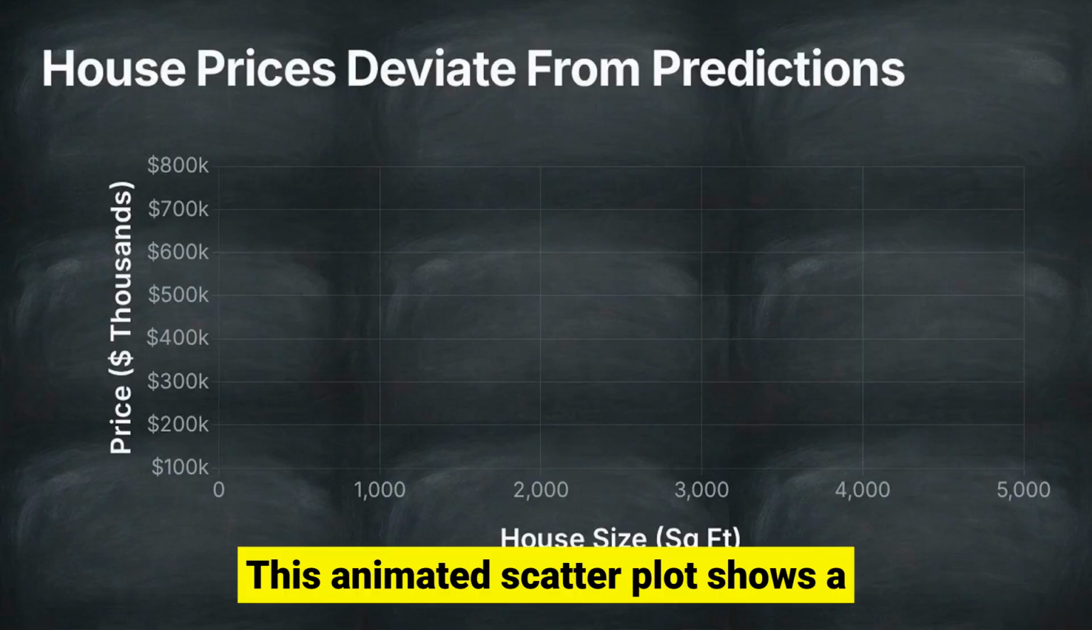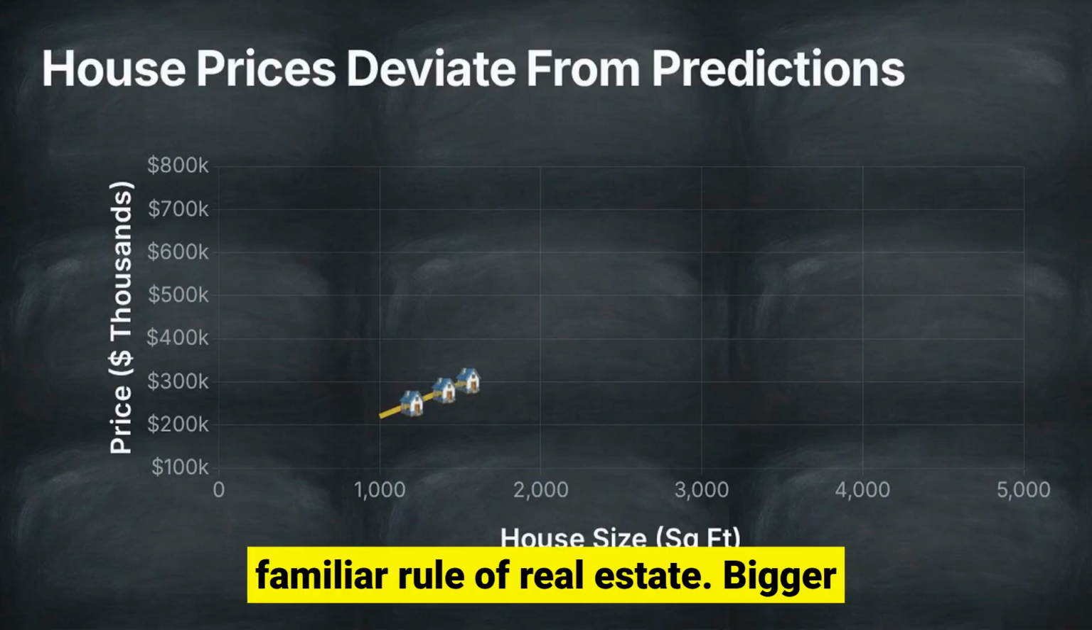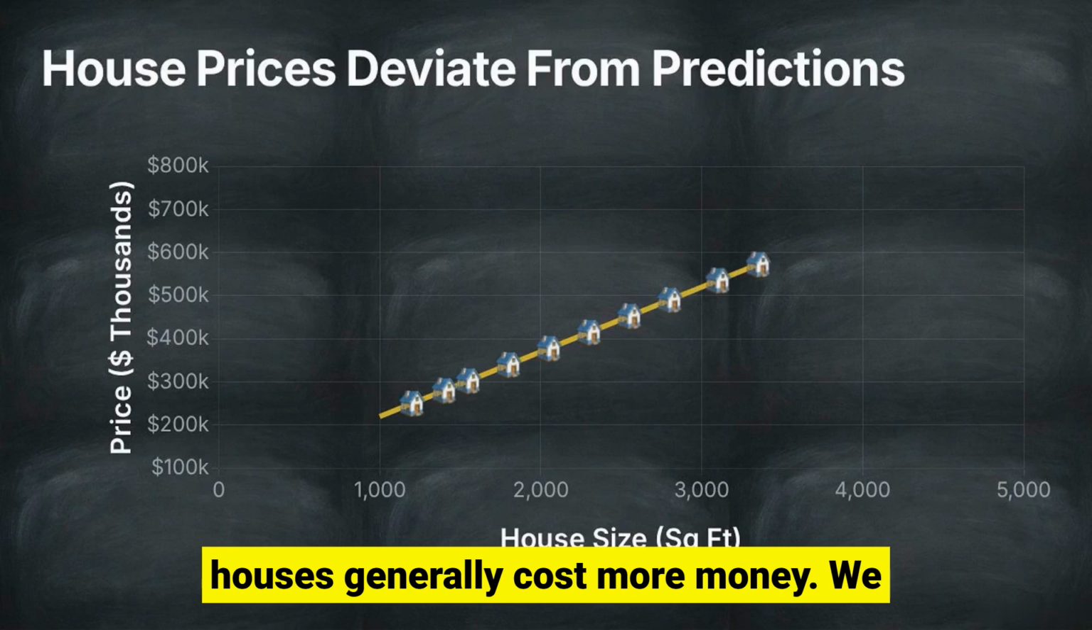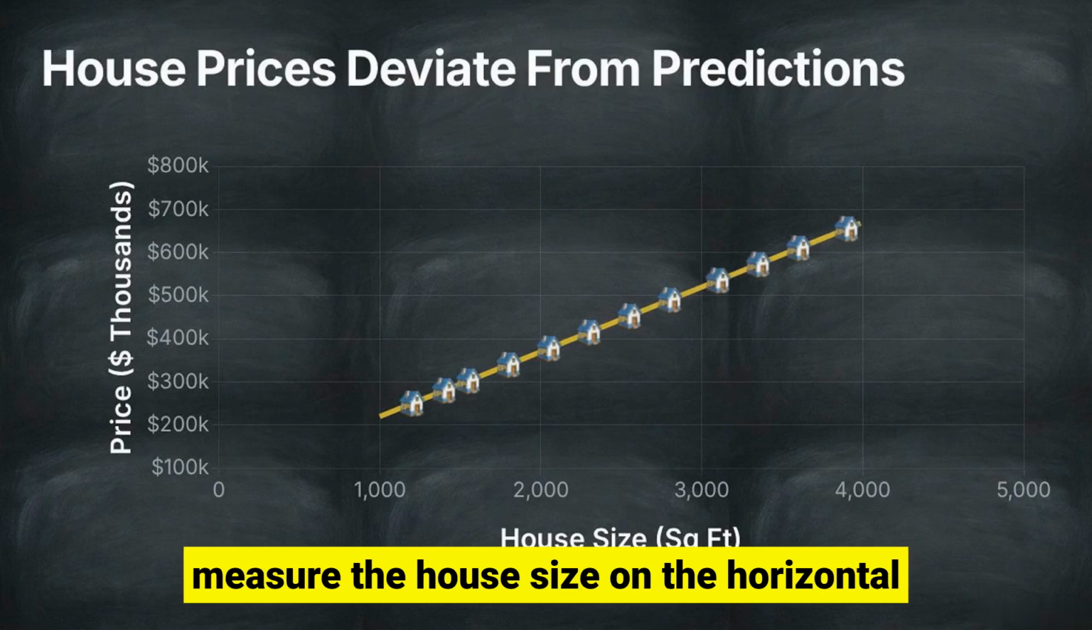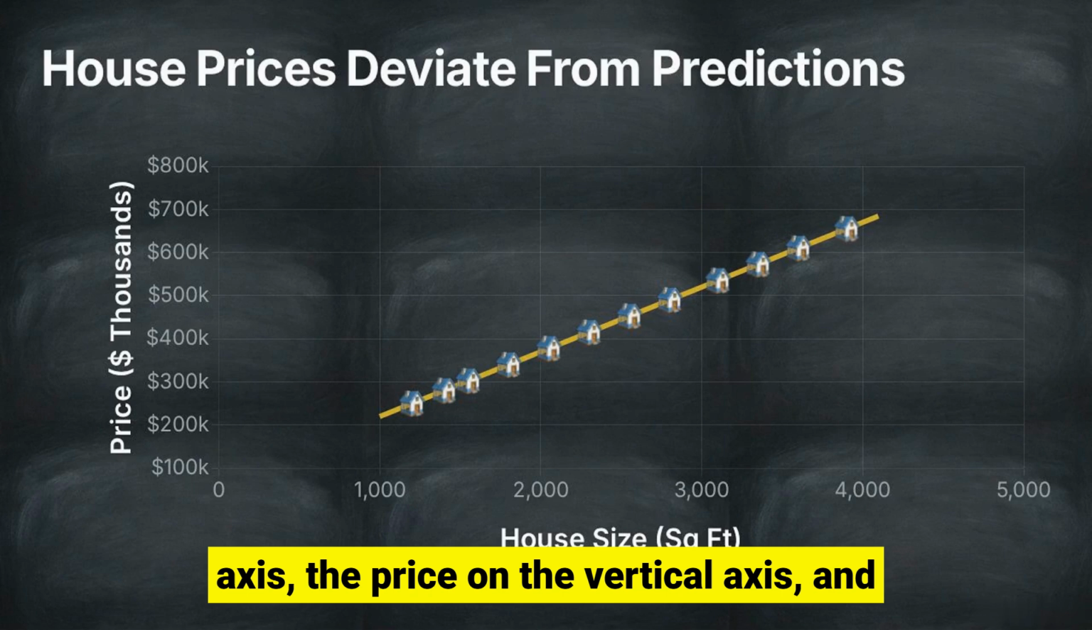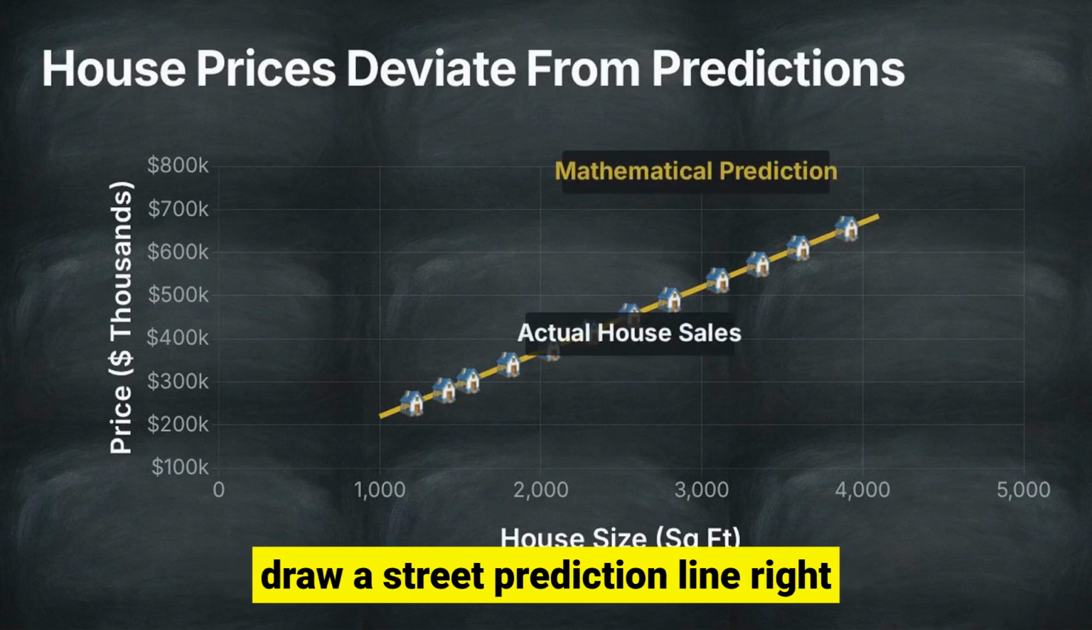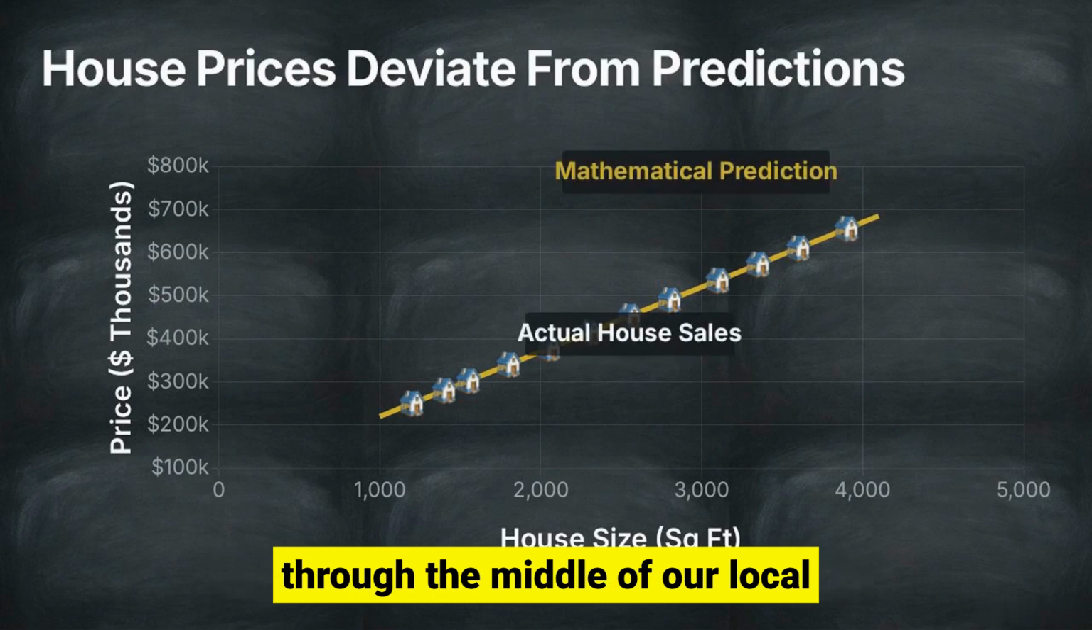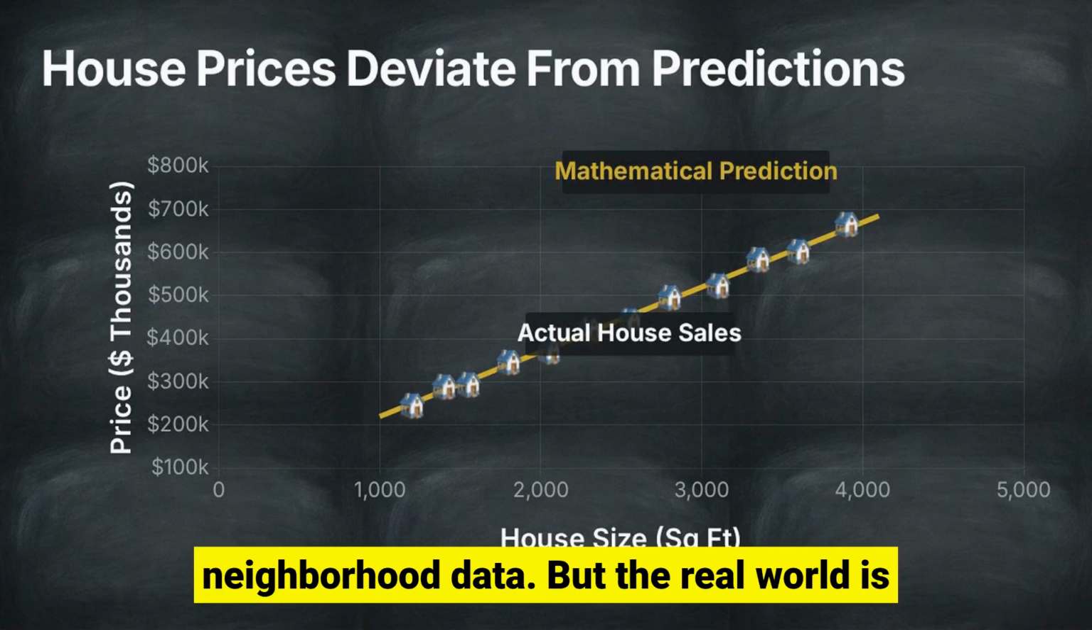This animated scatter plot shows a familiar rule of real estate. Bigger houses generally cost more money. We measure the house size on the horizontal axis, the price on the vertical axis, and draw a straight prediction line right through the middle of our local neighborhood data. But the real world is messy.